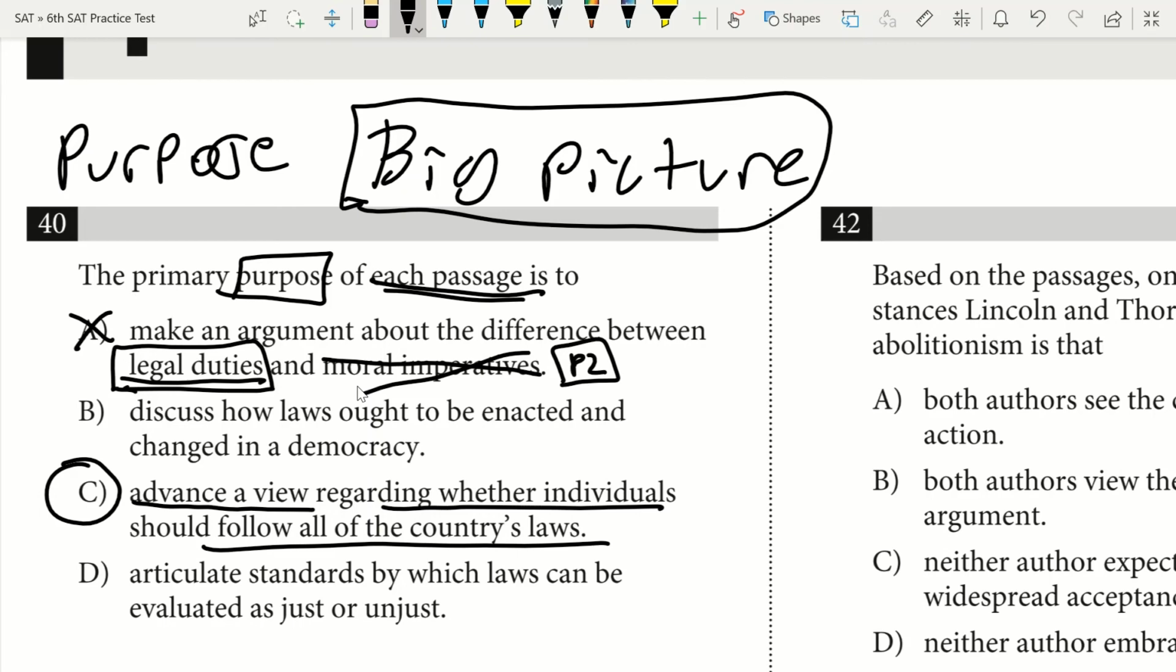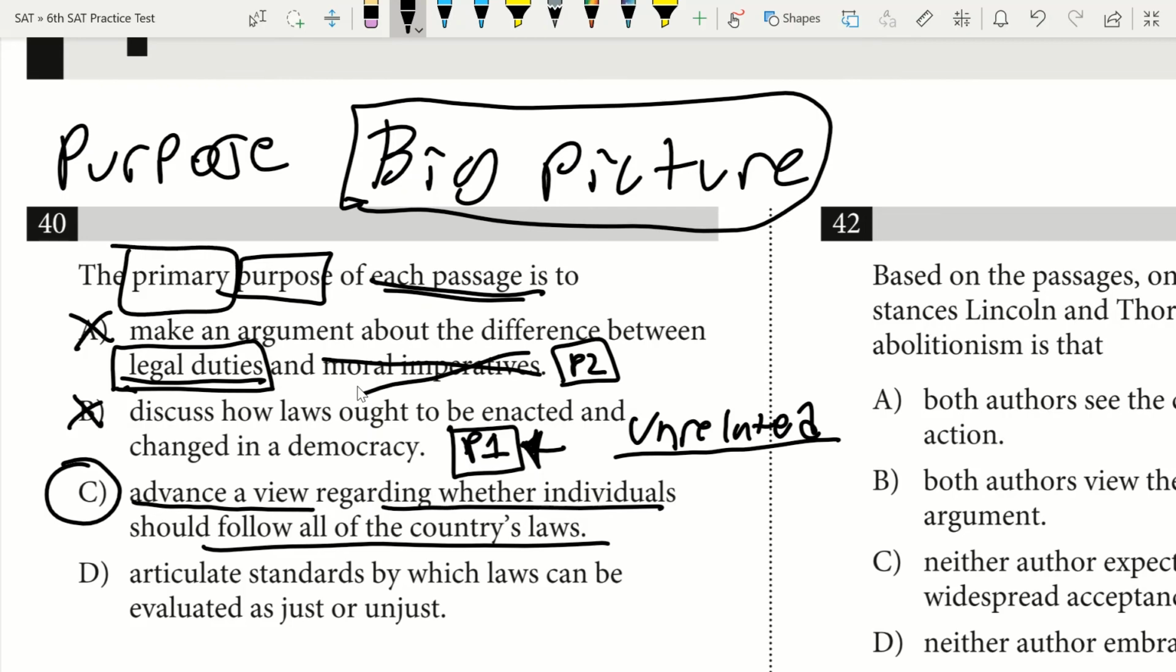B, discussing how laws ought to be enacted and changed in a democracy. Okay, once again, I would say this one's too close to passage 1. Lincoln is talking about, and this one's also kind of irrelevant, honestly, because passage 1 doesn't even talk about it too much. But if we're picking between passage 1 and passage 2 as to which one's closer to it, it would be passage 1. But it's also kind of unrelated a little bit. But as far as discussing how laws should be enacted and changed in a democracy, that's really Lincoln's argument there. He's saying let's take time and let's change them, okay? So that one's too close to Lincoln, not close enough to Thoreau. Also, it's just kind of unrelated as a whole, okay? It's not really close to the primary purpose. We got to pay attention to that word, primary.